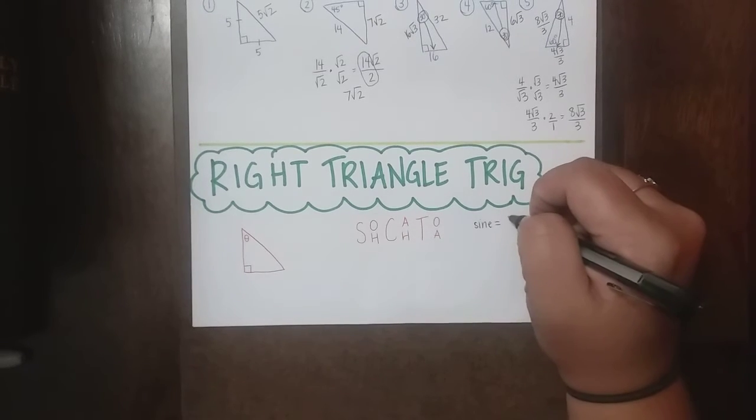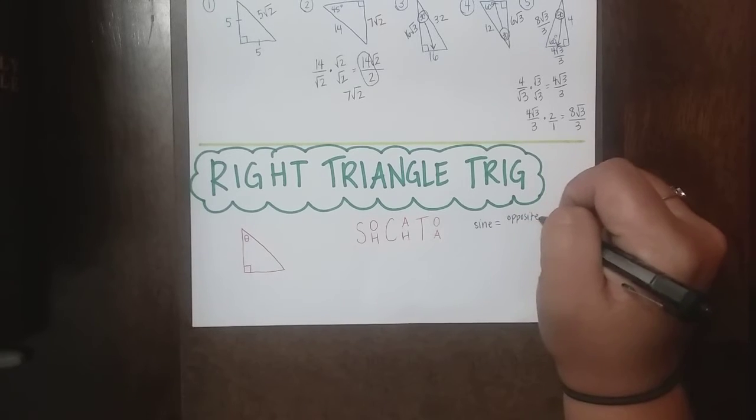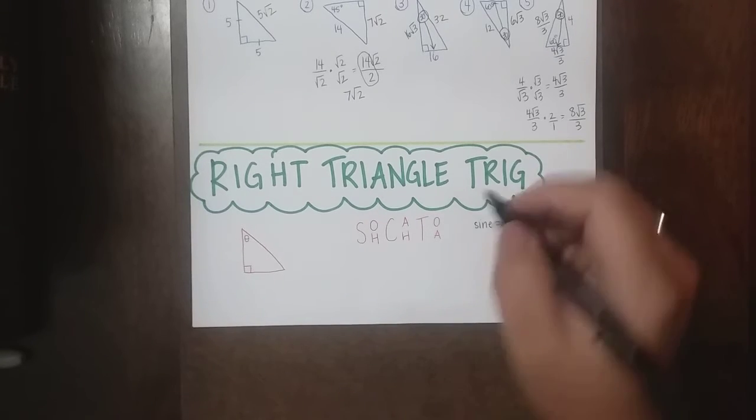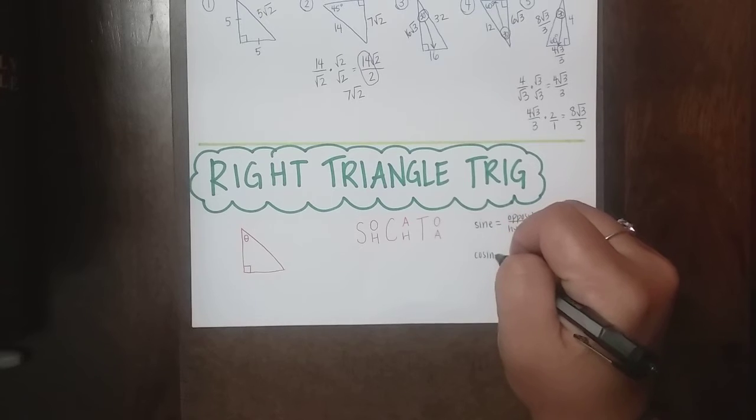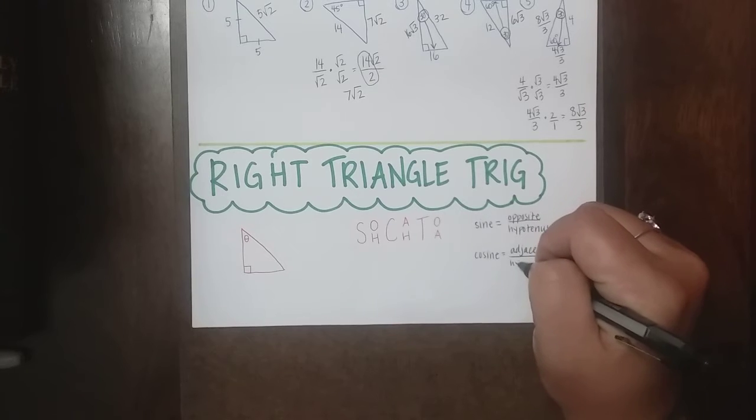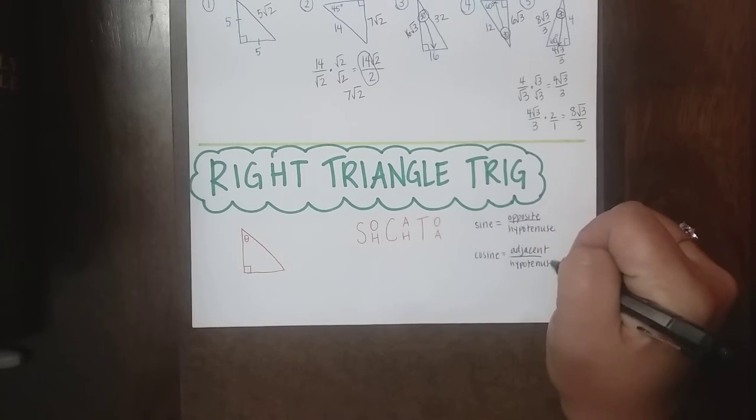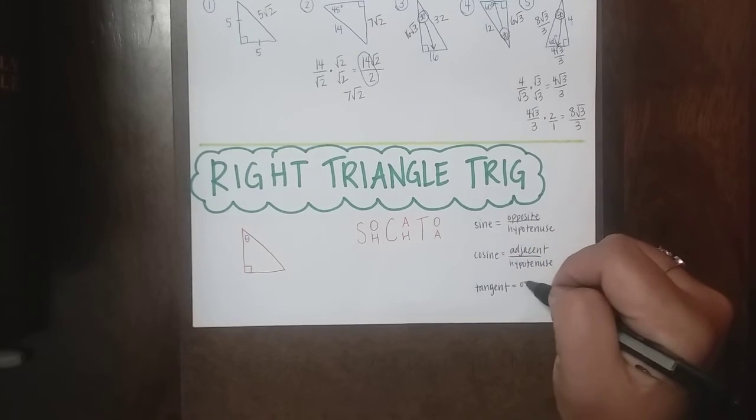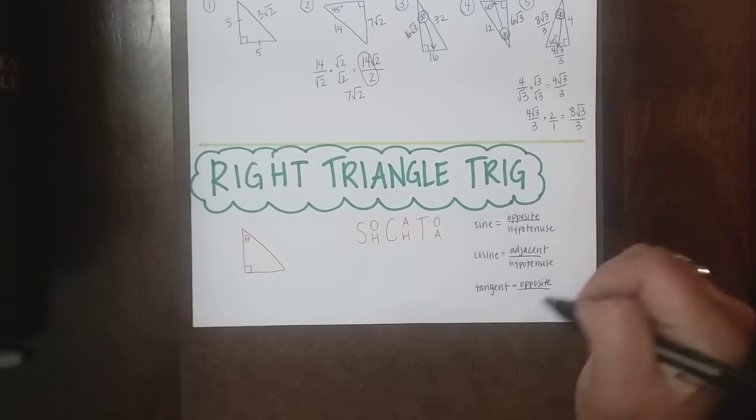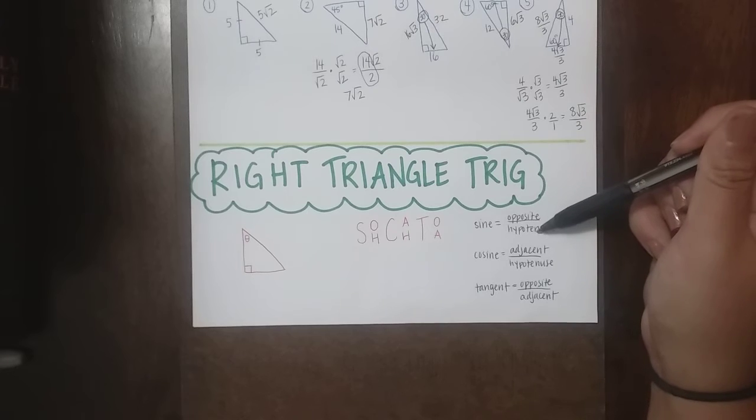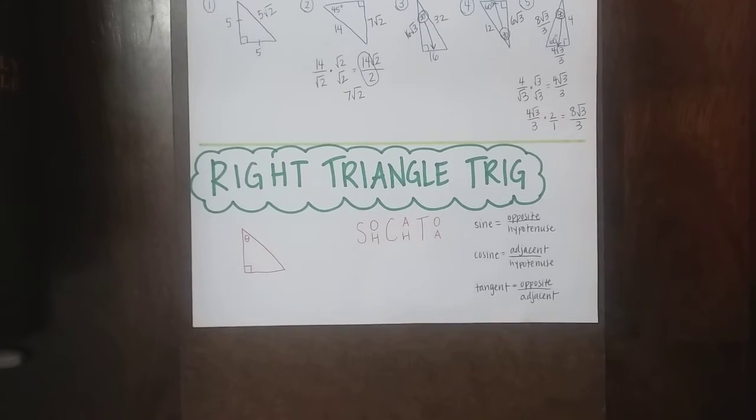So sine equals opposite over hypotenuse. And the C is cosine. Cosine equals adjacent over hypotenuse. And then the T stands for tangent. And tangent is opposite over adjacent. Then the opposite, adjacent, and hypotenuse, all of that comes from whatever angle you're working with.